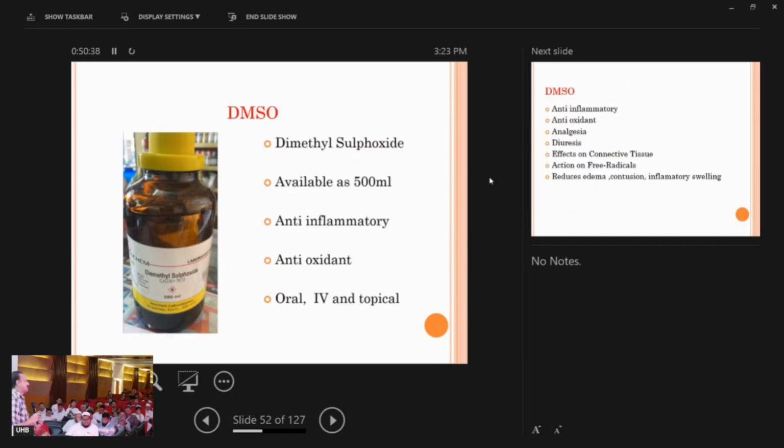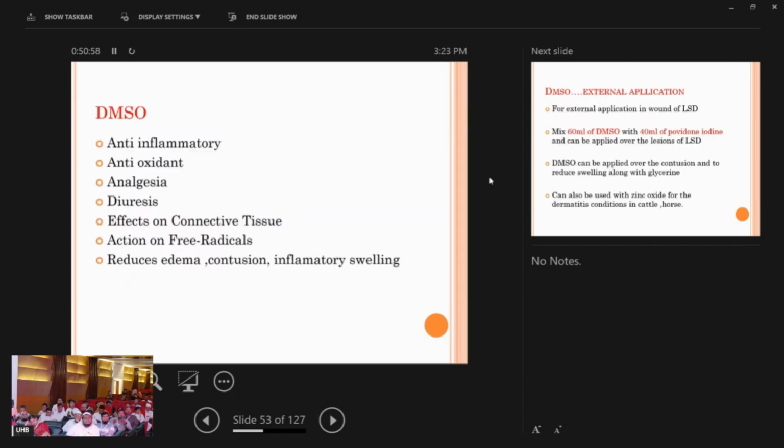And next is DMSO, dimethyl sulfoxide. This is an excellent multi-purpose drug in equines. In horses there are many indications, and the same in cattle: you can use it as an anti-inflammatory and antioxidant. You can use it as oral, topical or IV preparations. All are effective. It is anti-inflammatory, antioxidant, analgesic, diuretic, and it reduces edema, contusion and inflammatory swelling.